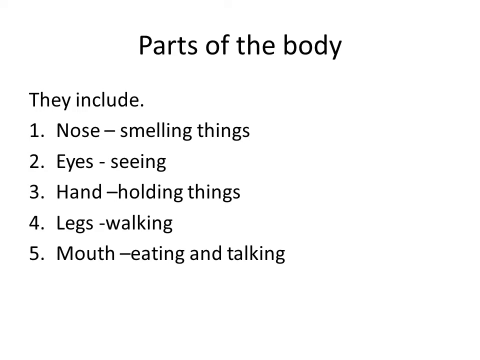We'll start. They include nose, smelling things. We use our nose to smell things. We can smell sweet things or bad things. Eyes, seeing. When you have eyes, you can see things. Hand, holding things or carrying things. You can hold your book. You can hold a chair using your hands.